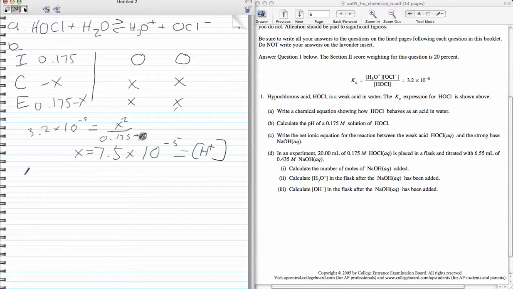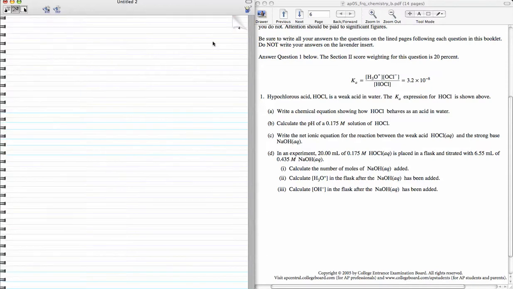And so pH in this case, remember pH is equal to negative log of our concentration of H+. So in this case, negative log of 7.5 times 10 to the negative fifth, which comes out to 4.13. Okay? Alright, so the next part here, we'll start fresh here, so part C.